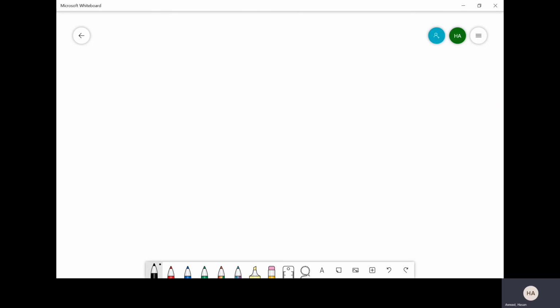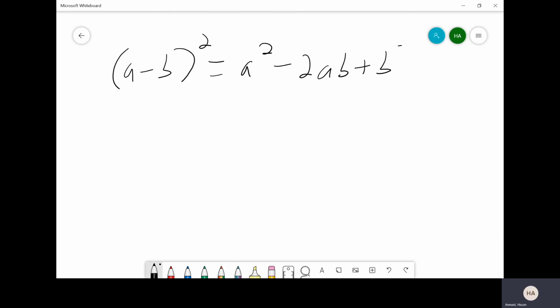Okay, so the next one that we have is a minus b, all quantity squared. This is going to look really similar with one key difference. So we're going to have a squared, and the key difference is right here. Instead of a plus, it's going to be a negative. So instead of a plus 2ab, it's minus 2ab, and we still have a positive b squared. And we can even do a quick example to make sure that this checks out.